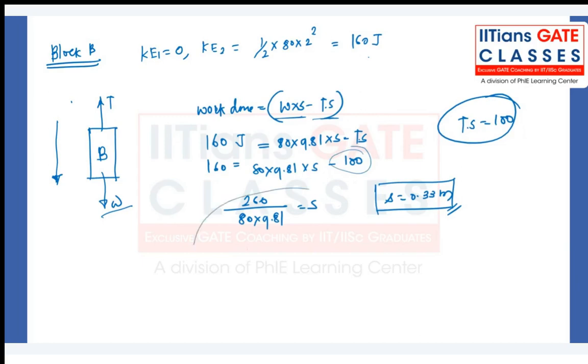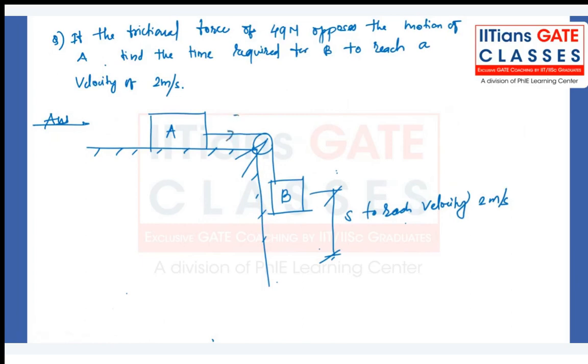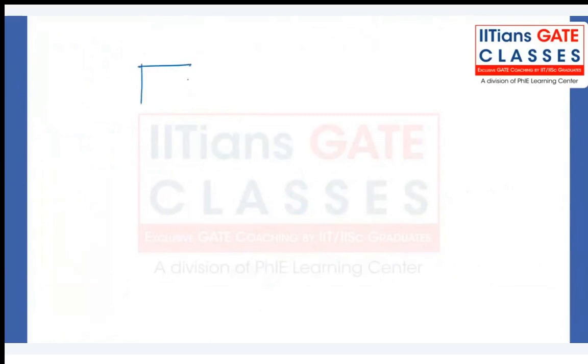Is it clear, Vidhi? Any doubt in the first question? Now, the only thing that will change is the tension. Here tension will remain the same, because they have given only the frictional force for block A, not for the pulley. So the only change here is we got a frictional force of 49 Newton. The problem is the same. Let me help you out. Let's draw the free body diagram of block A. Here is the tension like this, and here we have the 49 Newton force. So this is block A.